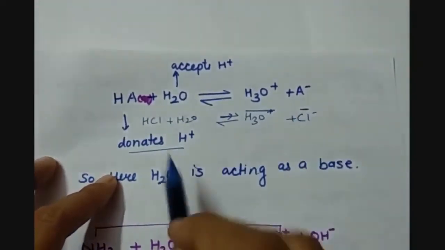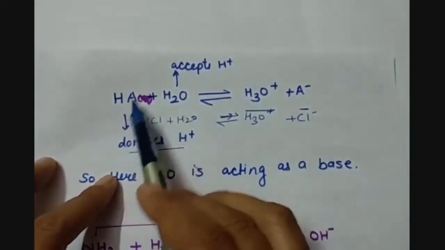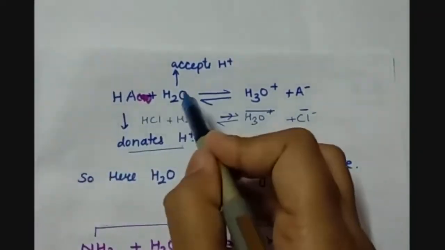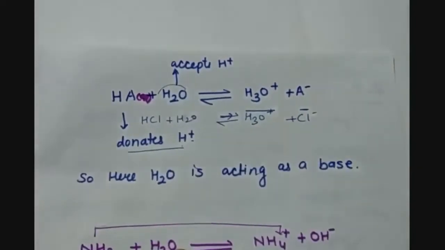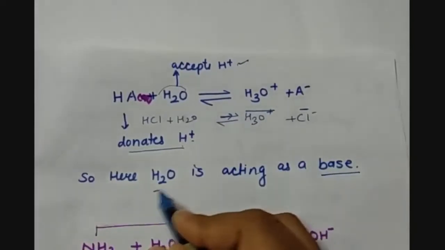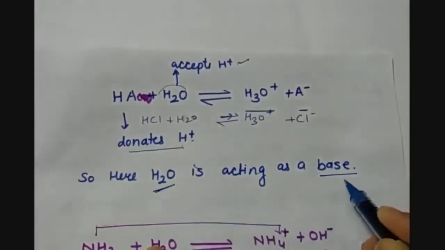So here we can see that acid is donating H plus, but this water molecule is forming hydronium ion by accepting this H plus ion. So we have just studied that when a substance is accepting the H plus ions or protons, then it is a base. So here water is reacting as a base.